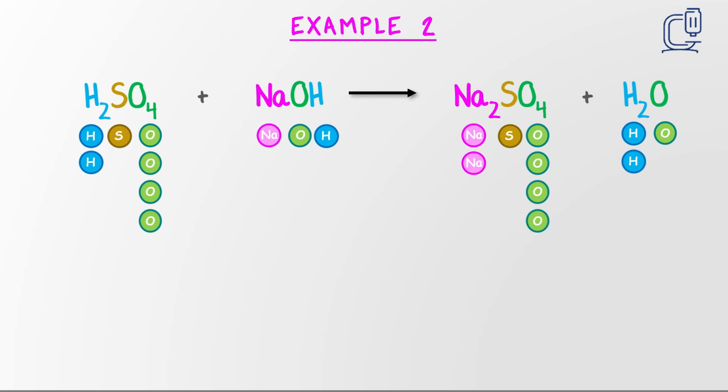Now let's look at sodium. On the left hand side we have 1 sodium, and on the right hand side we have 2 sodiums. So we need 1 more on the left. So let's put a 2 in front of the sodium hydroxide to balance the sodiums on both sides.